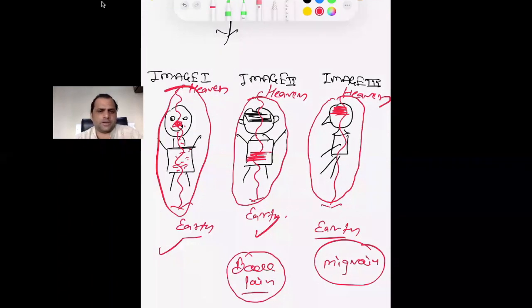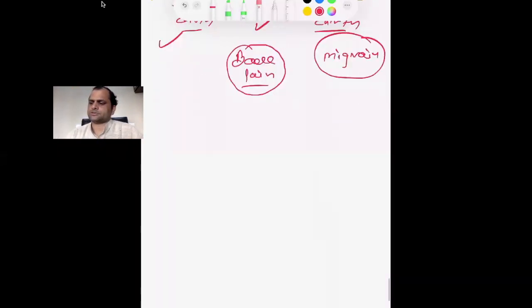So in this way, we have discussed the three yang energies, but we know this energy is coming from heaven and merging in the earth. This energy comes from the heaven and merges in the earth. So in acupuncture, how does this energy enter?